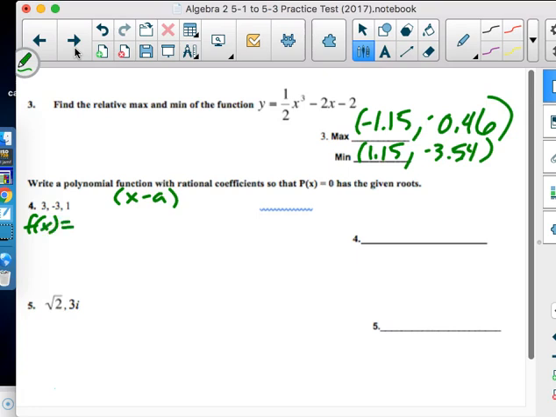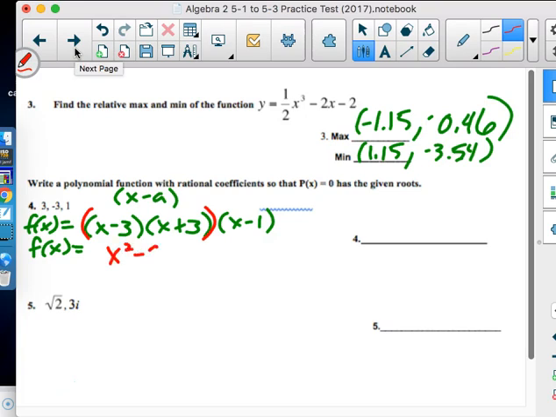How did they get a 3? What did the parentheses look like if they got a 3? What did they look like if they got a minus 3? How about with a 1? X minus 1. Now, I don't know about you, but I saw those first two and went, woohoo! I'd multiply those together first. Those are nice. That's a sum and difference pattern. That's just going to give us 2 terms. So I would group these 2 together first and get x squared minus 9.